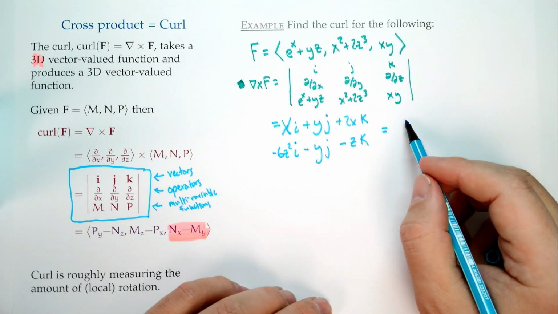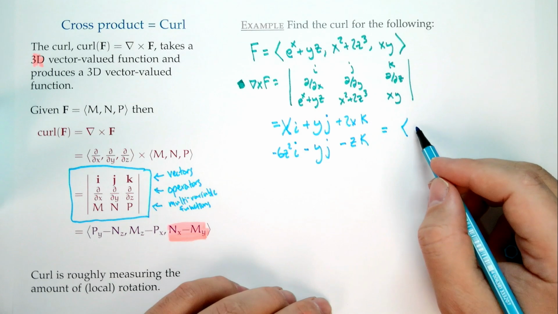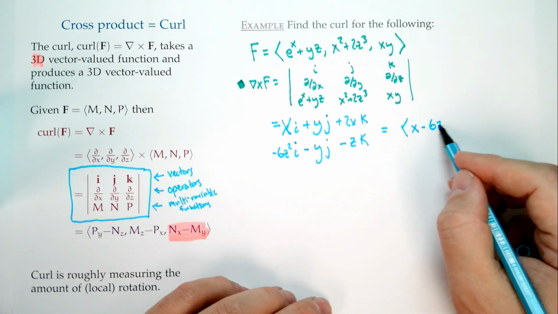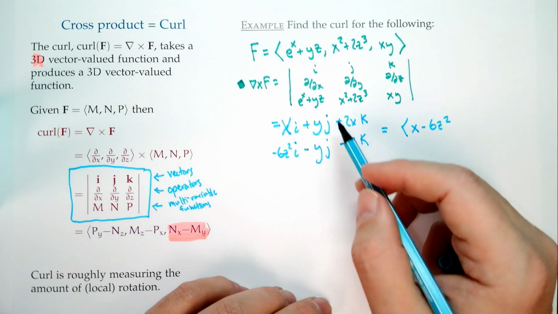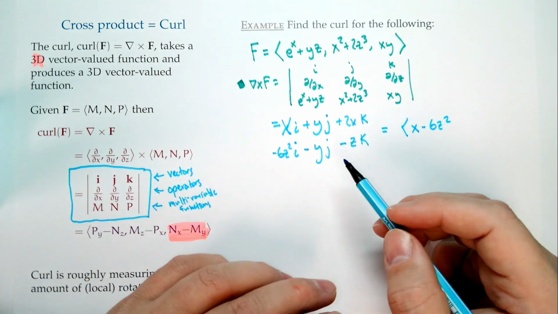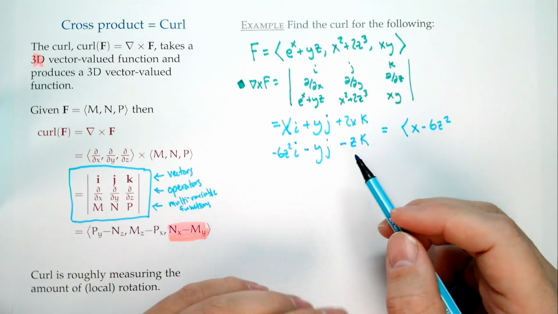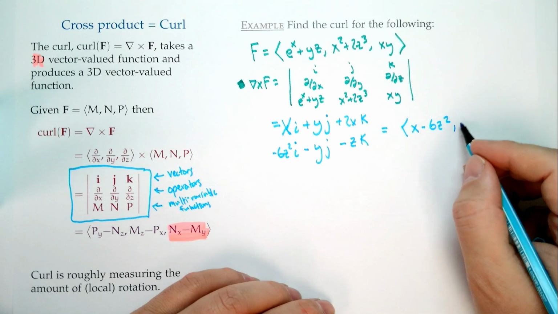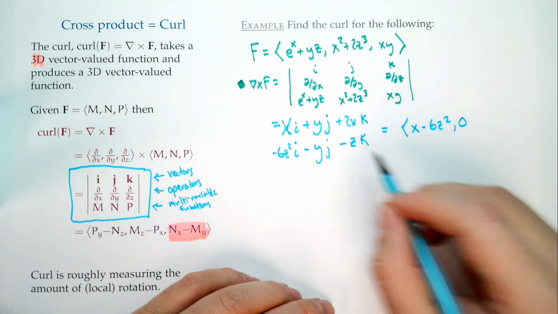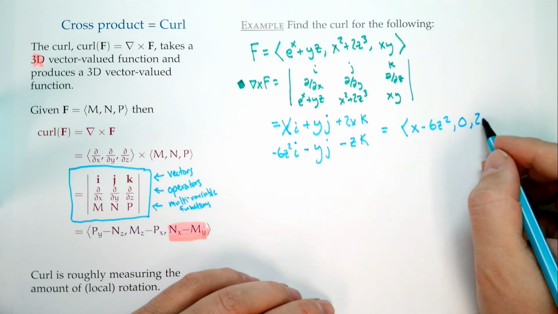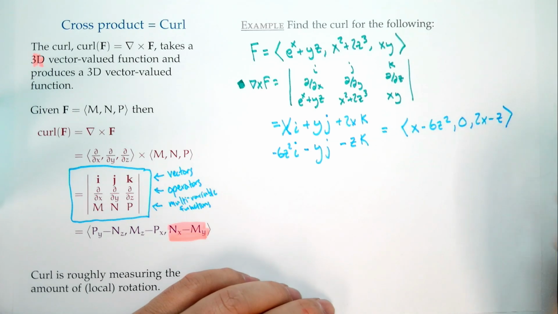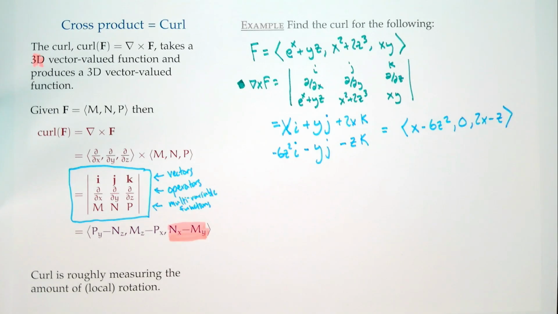So what do we end up with? Well, we get x minus 6z squared in the i direction. The j terms cancel out. Now that's not so obvious that should happen. It's kind of beautiful, actually. What are the odds? Well, not 0, because they happen. And then the last term we get is 2x minus z. All right, well, there you go. I mean, is it right? Hopefully, maybe. We'll talk about a check later on.